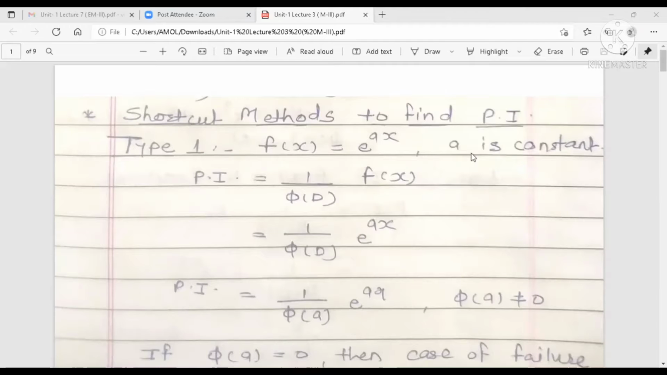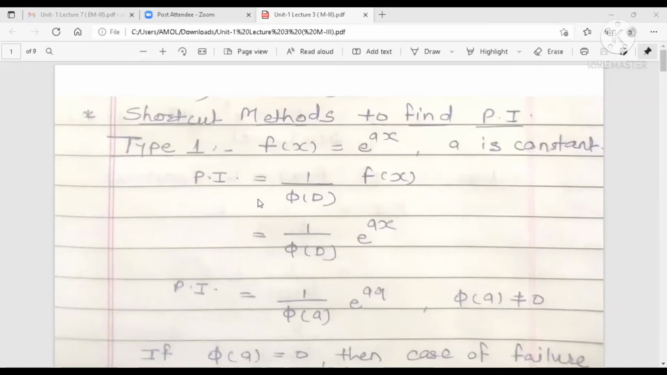Already we have discussed the first method, the general method to find PI. Now the second method, the shortcut method to find the PI. Now there are different cases or types, depending on the function f of x. Now the first type or first case is when f of x is equal to e raised to ax, means an exponential function, where a is a constant.